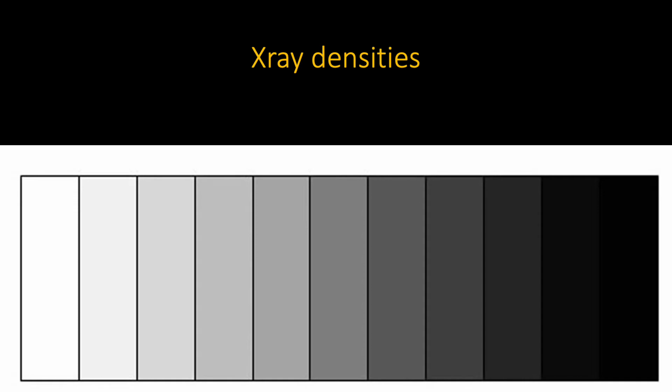So let's start with the basics. Let's talk about X-ray densities. The X-ray densities are very similar to the alphabet of a new language. If you're learning a new language, you need to know the alphabet in order to put sentences together that make sense to you. Same thing with X-ray densities.